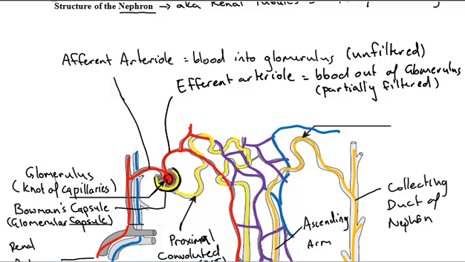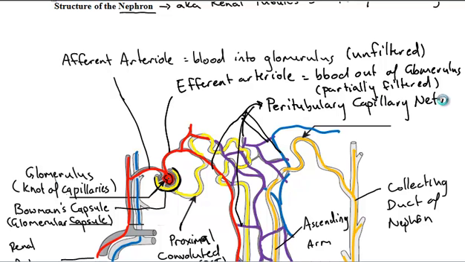And then we have surrounding the tubule, all of this, all these vessels are called the peritubular capillary network. So I talk about the knot, the capillary knot, which is a glomerulus where everything's kicked out, and then I talk about the net, which is the capillary net around the tubule where things start to be reabsorbed.